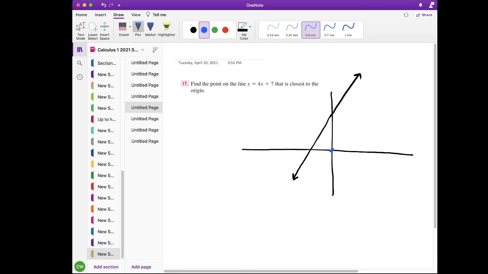So we want to find the point on the line that's closest to the origin. So there's a lot of points on these lines, right, that have some distance to the origin. We want to find the one that's closest. Anybody have any approaches?